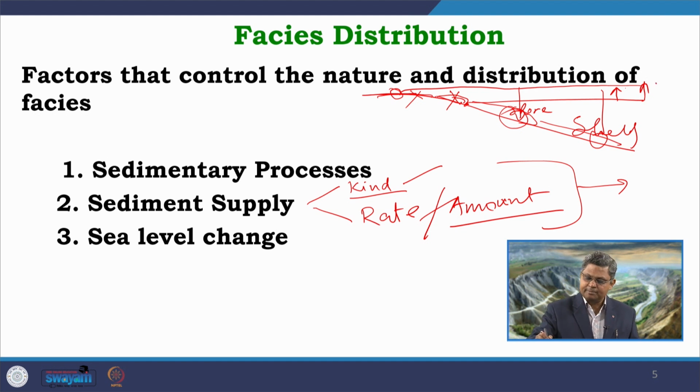Similar kind of example can be given for a falling condition. Say sea level is falling and it is coming over here, somewhere here. So, the depth in this part is decreasing and definitely the energy will be different with respect to the earlier one. And at the same time, now the river has more area to flow.